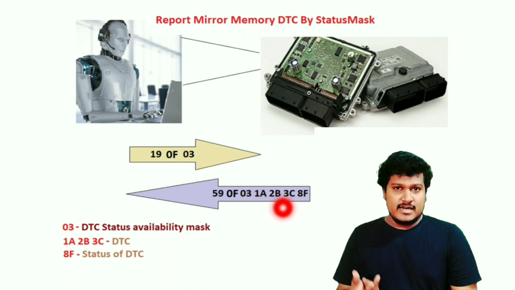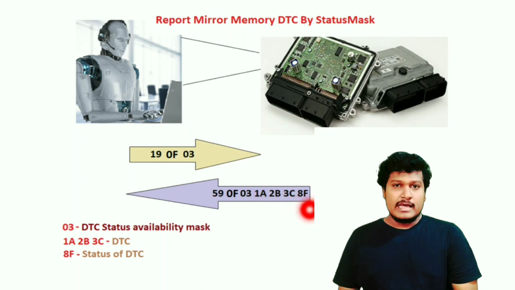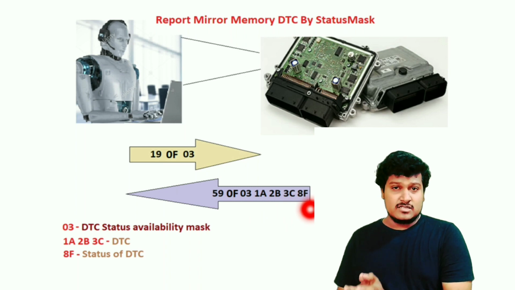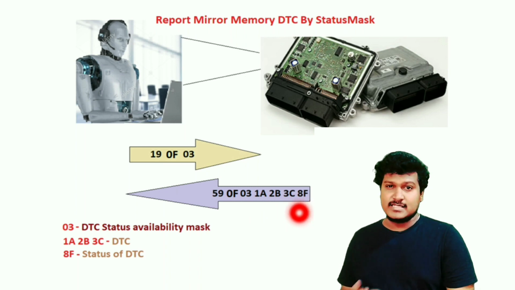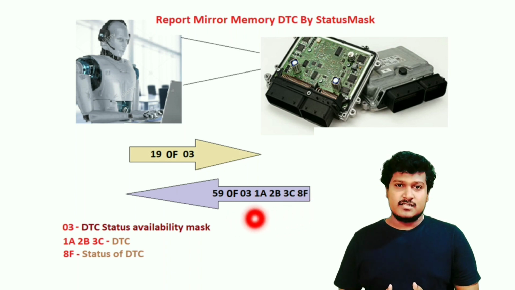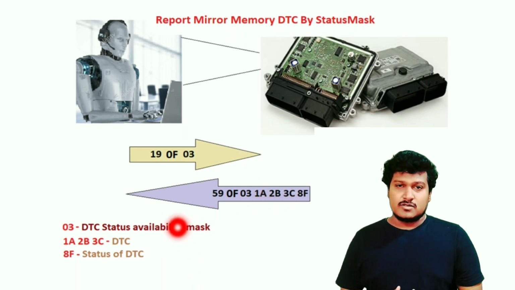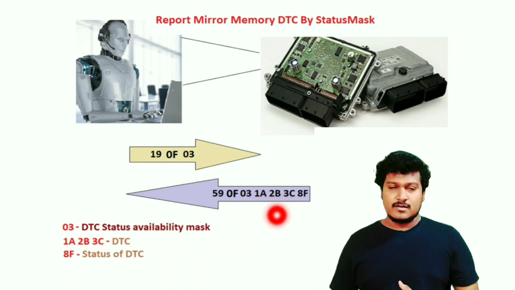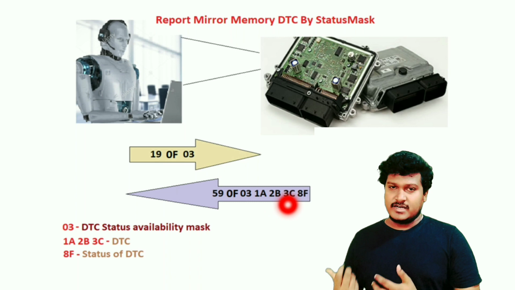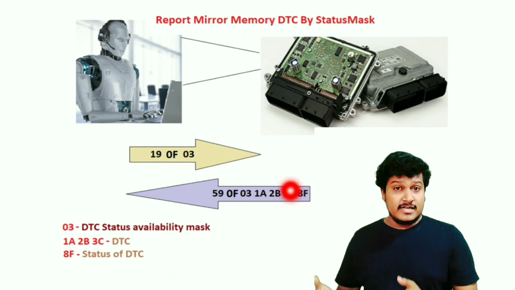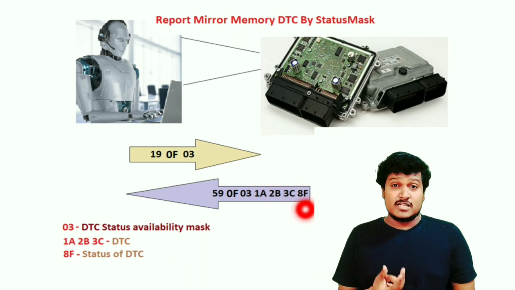Then the DTC format identifier follows, and after that the DTCs. For example 1A, 2B, 3C. It's just an assumed generic DTC, not an original DTC. Then 1A, 2B, 3C is a DTC, and after the DTC there is the status of the DTC.